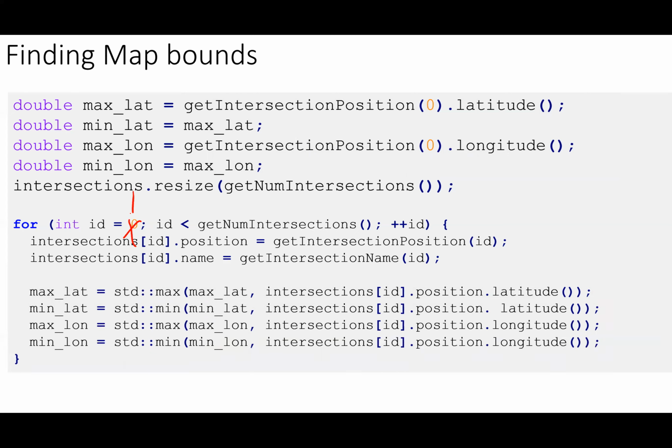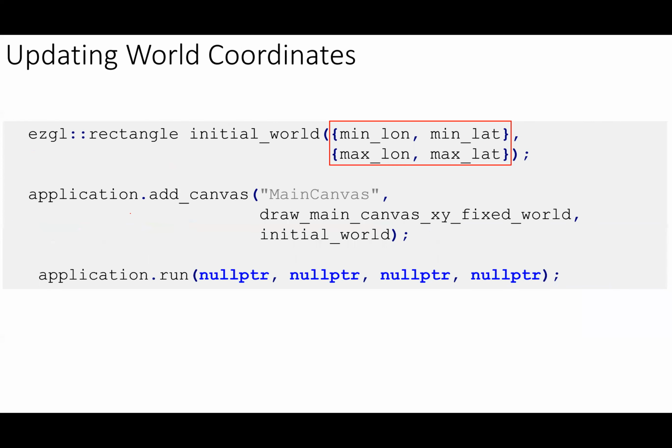So that's the standard technique to find the max and min of a sequence of numbers. Okay, so once I've done this, I'm just going to make a new initial world. My initial world now is not hard-coded. It's not 0, 0 to 1,000, 1,000. It's my minimum longitude, minimum latitude, because the longitude I'm using is X and latitude is Y, and then maximum longitude, maximum latitude.